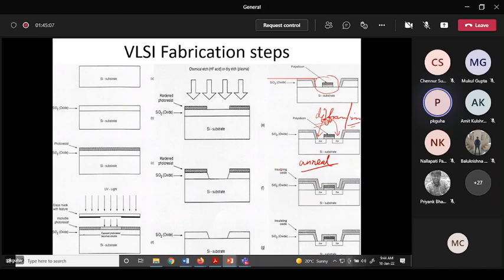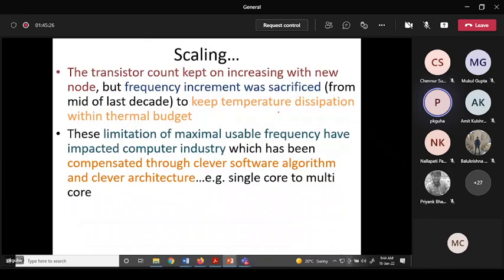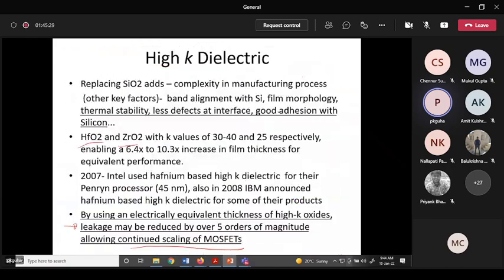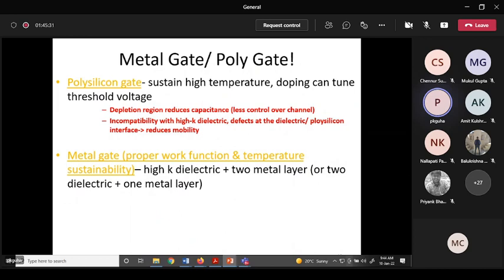Now if you use aluminium, you can't realize this gate first. You have to create your source and drain, then you have to realize your gate, because aluminium can't sustain high temperature, right? I mean, that is not a big deal. You can make your gate later, okay? That should not be a problem.